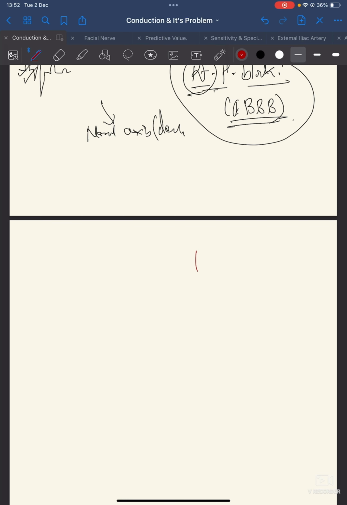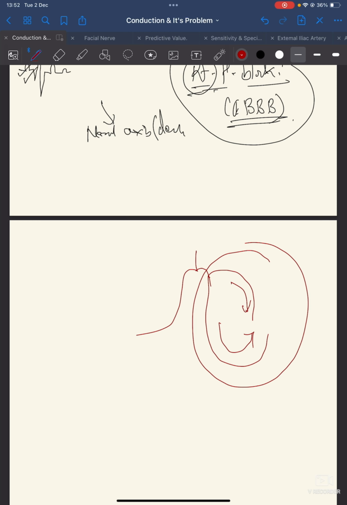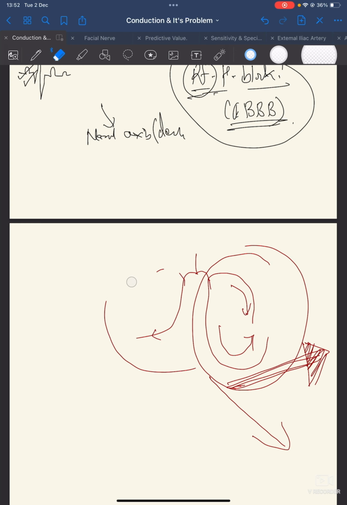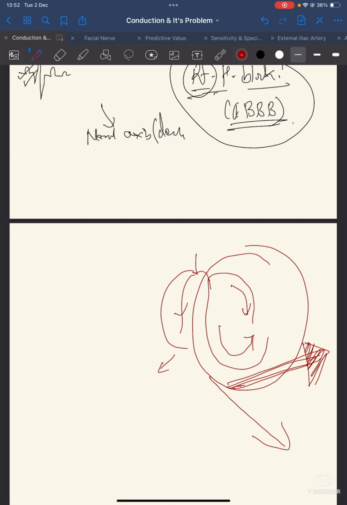As you can see, this is the bundle of His, this is the right bundle branch, this is the left bundle branch, this gives the anterior fascicle, this gives the posterior fascicle. The posterior fascicle will show the wave of depolarization over here. The left ventricle is a large ventricular mass, and the right ventricular mass is very small, comparatively less muscle mass. If you make the vector combination of these, this will show the normal cardiac axis towards here.